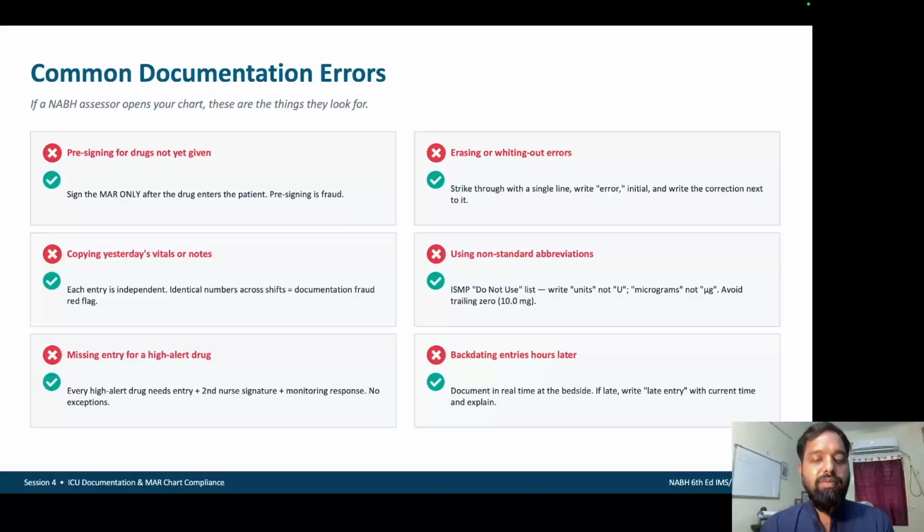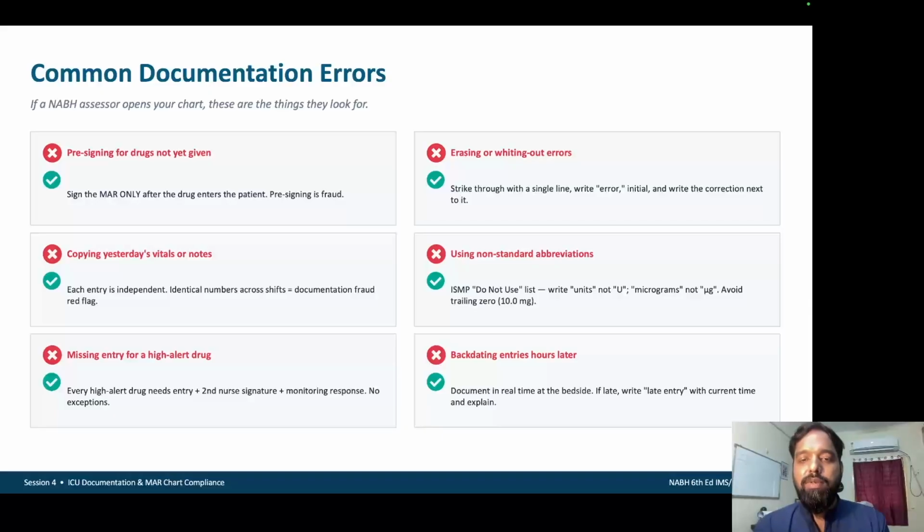The missing entry for high alert drug. Every high alert drug needs entry plus second nurse signature plus monitoring response. No exceptions. Erasing or whiting out errors. Strike through with a single line. Write error and initial. Write the correction next to it. So no need to erase or white out.